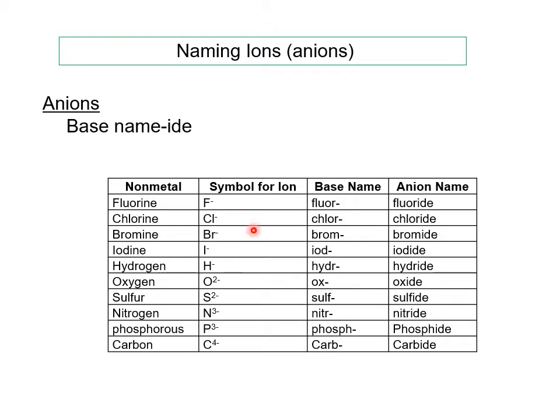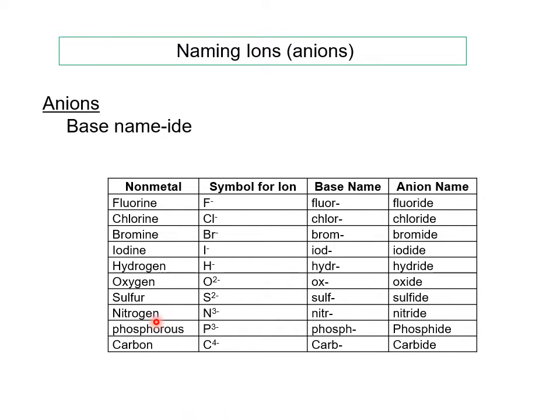So here in this table, I give you the nonmetal, the name of it as a neutral element, the symbol that it would have for the ion, the base name of it, which is what you would have to memorize, and then what the name would be after you add the IDE suffix to the base name. So for example, fluorine has the base name fluor. I add the IDE ending and it becomes fluoride. So fluoride is the systematic name for F minus.